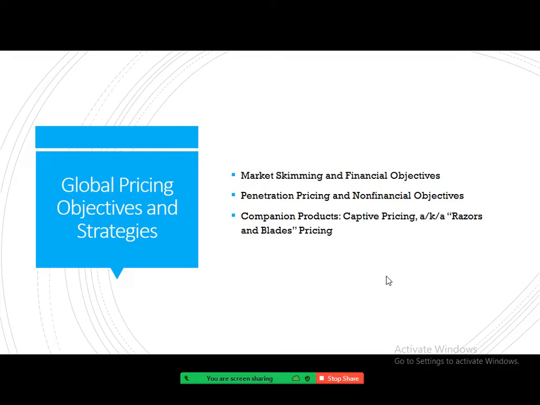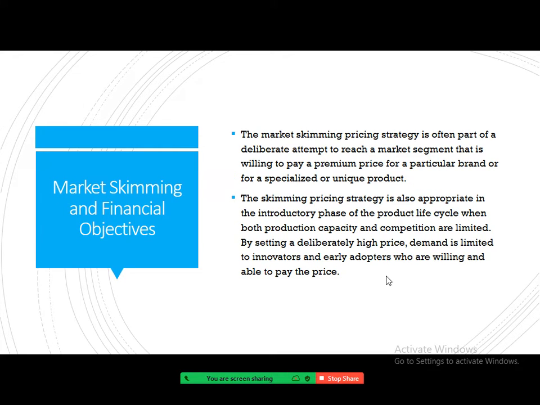Now there are three strategies: market skimming and financial objectives, then penetration pricing and non-financial objectives, and companion products. So we'll see them one by one. First, we'll start with market skimming and financial objectives. Price can be used as a strategic variable to achieve specific financial goals, including ROI, that is return on investment, profit, and rapid recovery of product development cost.